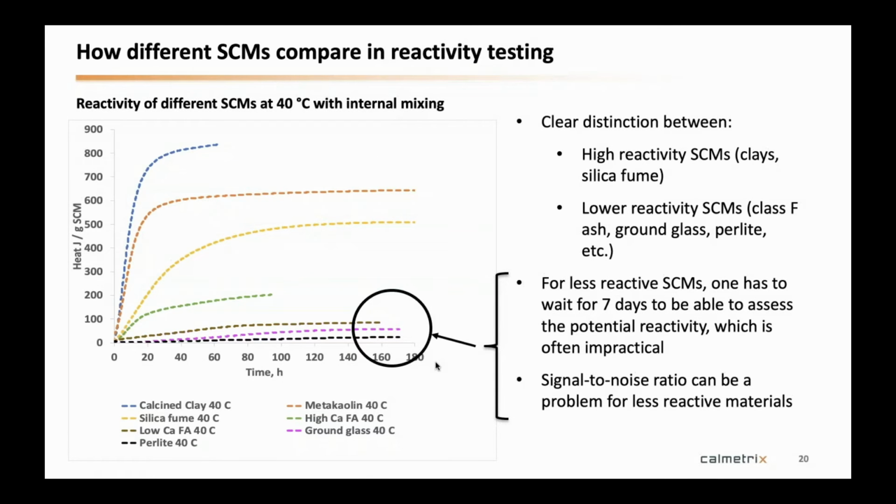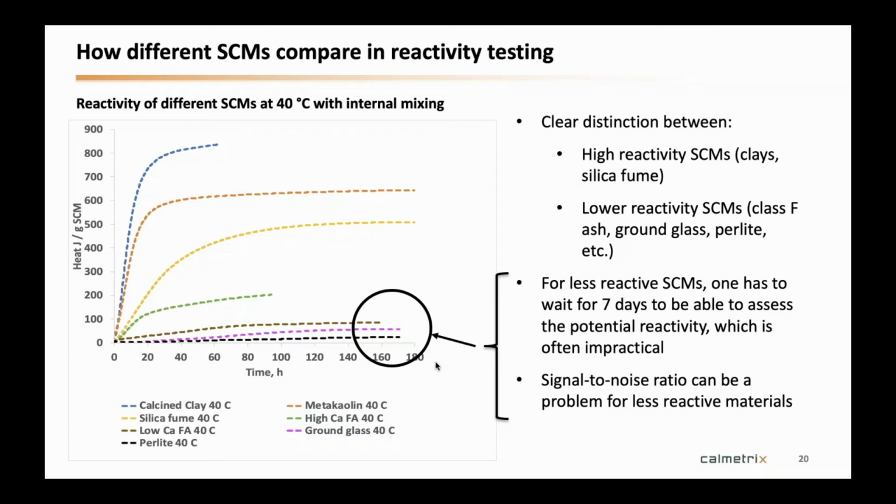So we did some tests here, now using our internal mixer, since we see that it works quite beautifully. We tested different materials, and it gets interesting because you can really see a curve with how they compare in relative terms to one another. We did this at 40 degrees C. You see in blue the calcined clay, then in orange metakaolin, in yellow silica fume. They go down from the highest reactivity to the lower. Then you have high calcium fly ash, so class C ash, in green. Then in this brownish color, an F ash, a low calcium ash. Then ground glass in pink. And finally, in black, you have a perlite as the least reactive.